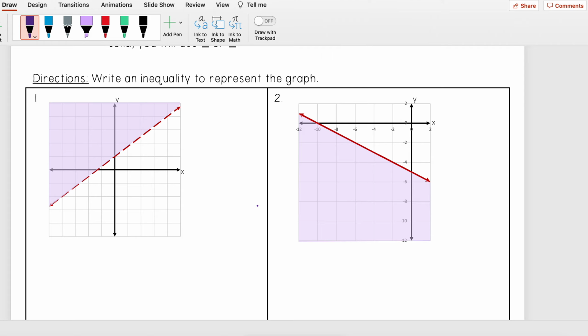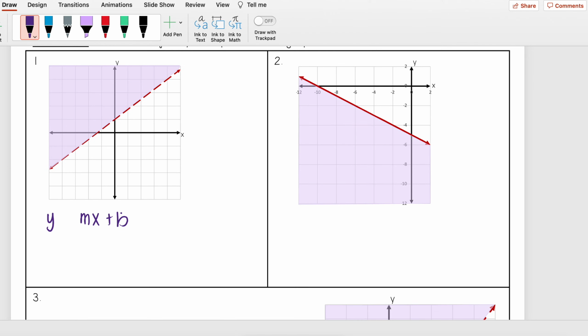So looking at number one, my first step is I just want to figure out what the equation of this line is. So I'm going to go ahead and do this. Instead of having equals, I'm going to have some inequality in there, so I'm just going to leave a space for now and put mx plus b. So I need to figure out what my slope is and what my y-intercept is. So I like to go ahead and start with my y-intercept, and that's where the line crosses the y-axis. So I'm looking at my y-axis here, and I see the line crosses at y equals 1. So that means that my b value is 1.